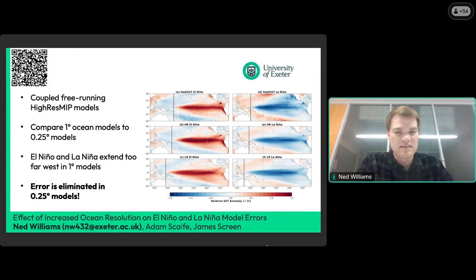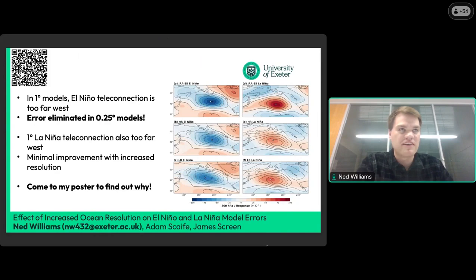Another thing I looked at: we saw these improvements in the tropical Pacific, but I also looked in the extratropics in the North Pacific, where here I'm looking at the Aleutian Low response, where the Aleutian Low deepens during El Nino and gets shallower during La Nina. And in line with what we see in the tropics, the teleconnection is too far west in the low resolution models. These line contours just show the observations in all of the panels. But when you increase resolution, in the high resolution case, the teleconnection ends up in pretty much the right position. But in the low resolution, during La Nina, the teleconnection ends up still being too far west in the models, this positive geopotential high response.